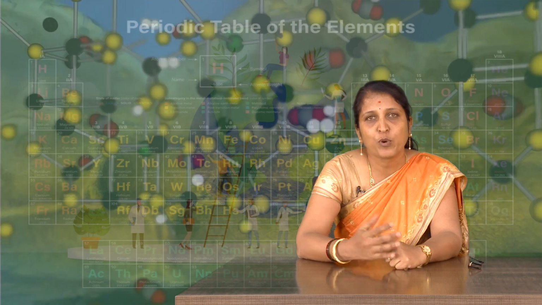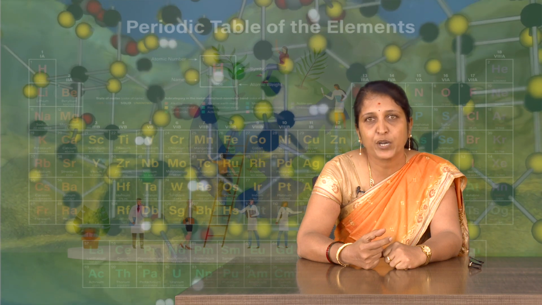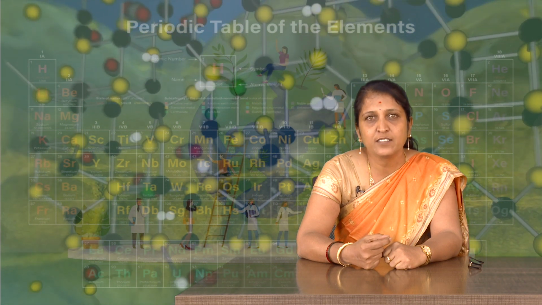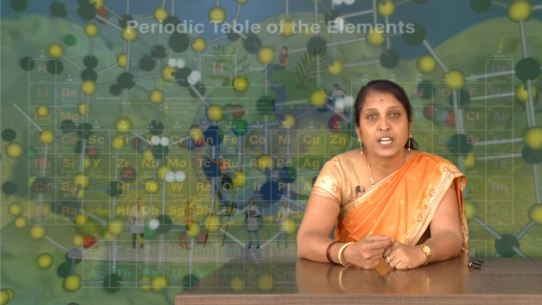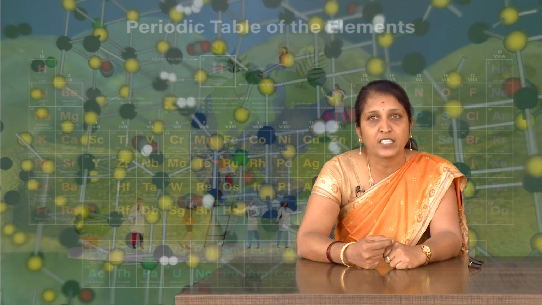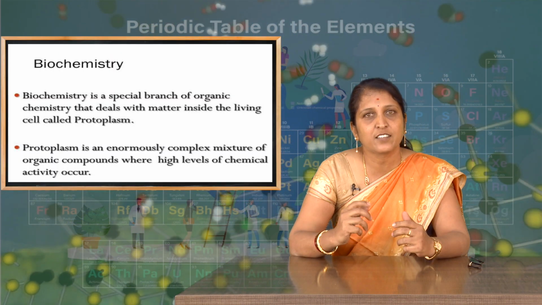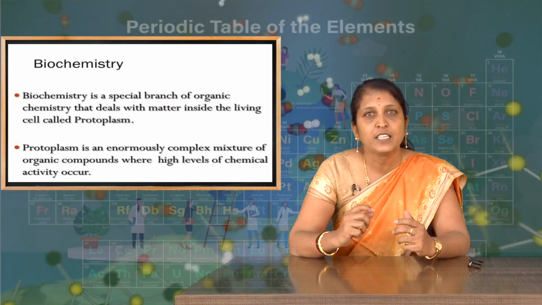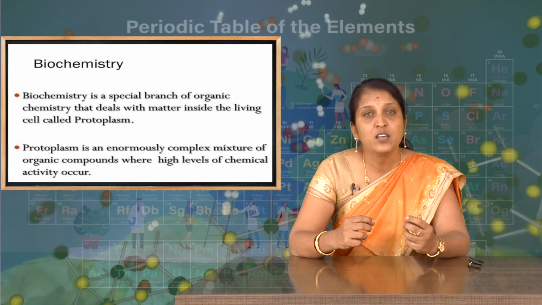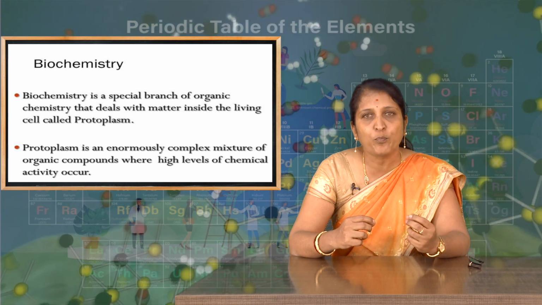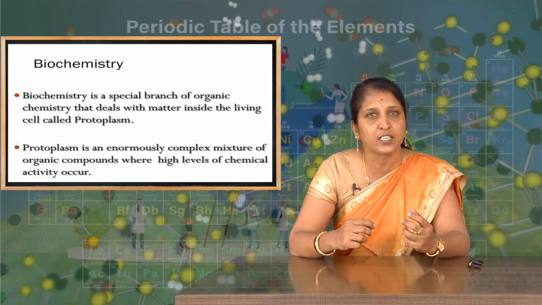Next, we move to know about what is biochemistry. Biochemistry, the word derived from the Greek word bios, means life. It is the branch of science that deals with the study of the chemical basis of life. That means the chemistry of living matter at the cellular and molecular level in living beings. Biochemistry is a special branch of organic chemistry that deals with matter inside the living cell called protoplasm. Protoplasm is an enormously complex mixture of organic compounds where a high level of chemical activity occurs.